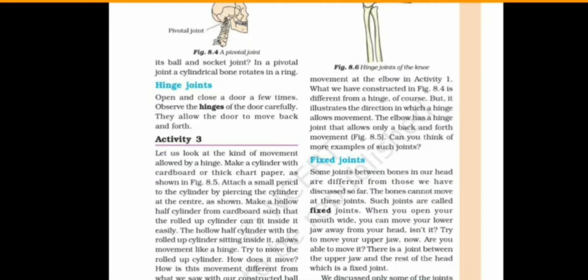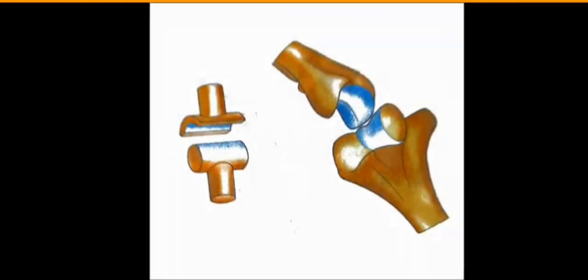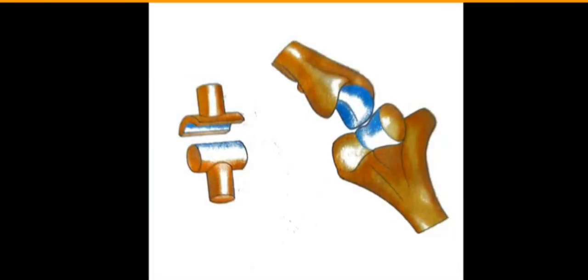You can see the example of a hinge joint here. I will show you the example of hinge joints. Here is the example picture given. A hinge joint is a type of joint that allows movement in only one direction. You can see it is similar to the hinges of the door. It is located between the wall and the door.